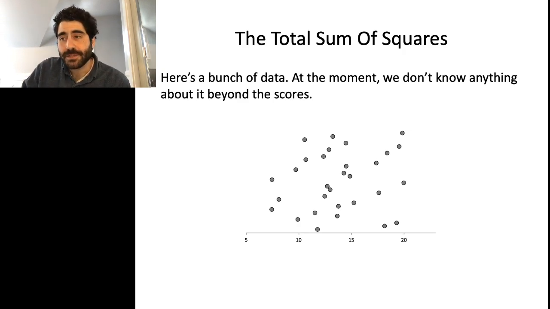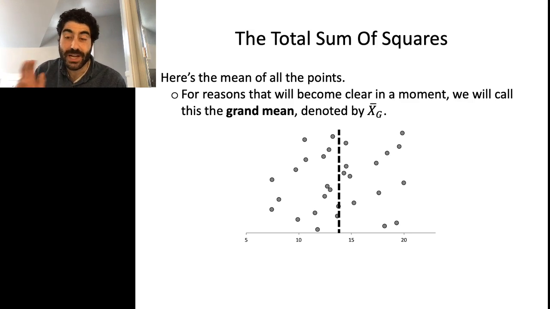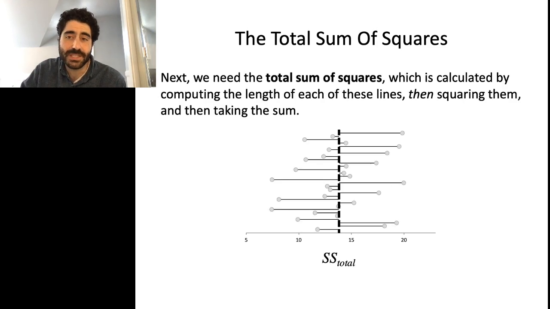And so something we could compute here is the overall mean. In the context of ANOVAs, we're going to call this overall mean the grand mean, which just means that it's an average over every single person in the data set. And we can then compute the total sum of squared deviations from this mean. So for every person, we just measure how far away they are from this mean, and we sum up the squares of all of these line lengths.